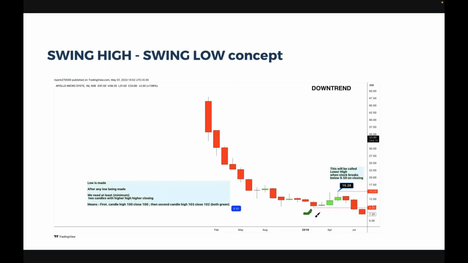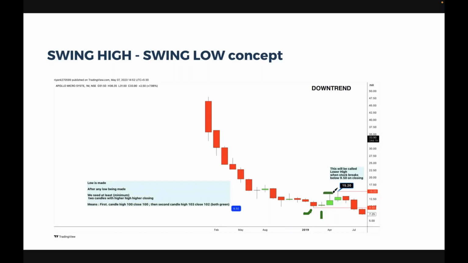After that we got a green candle. This was green candle number 1. So this green candle number 1 का जो high है, the second green candle's high should be more than the first green candle's high. This is point number 1. And point number 2 is that the second green candle's close should also be higher than the first green candle's close. Okay, and as soon as we got it, now we will mark this point as a potential swing high.